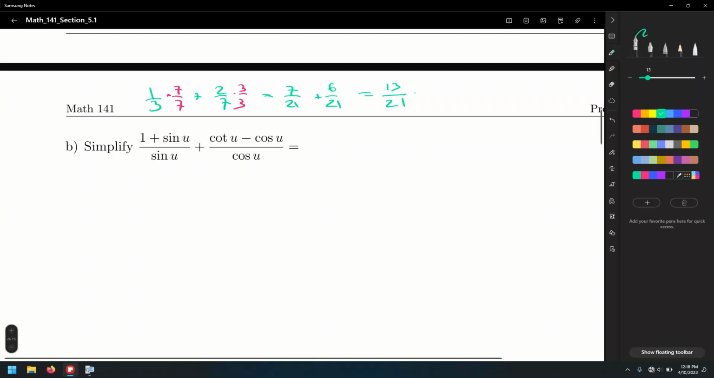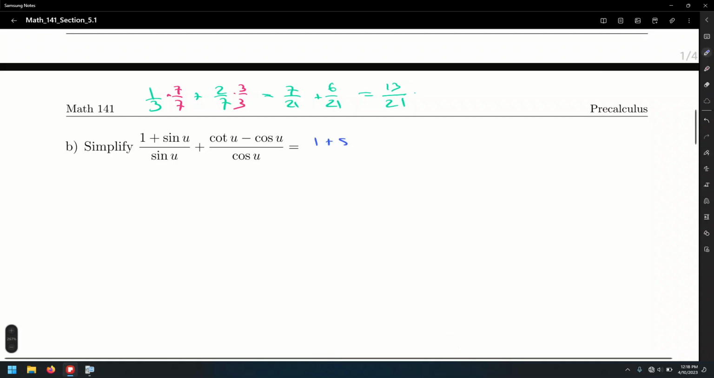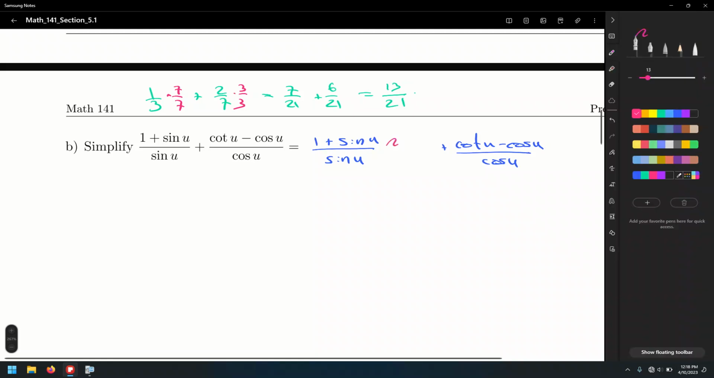We're going to do the same here with the trigonometric expression, that is 1 plus sine u over sine u. I'm going to leave a space for missing factors, plus cotangent of u minus cosine u over cosine u. So in the same way that we multiply numerator and denominator of each fraction for the numerical example at the top, we're going to do the same here. That is multiply by cosine and multiply by sine.